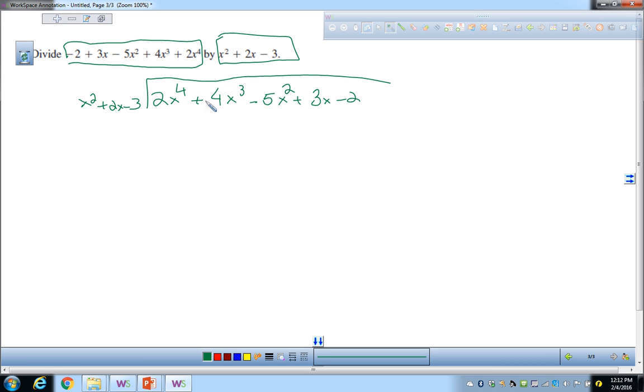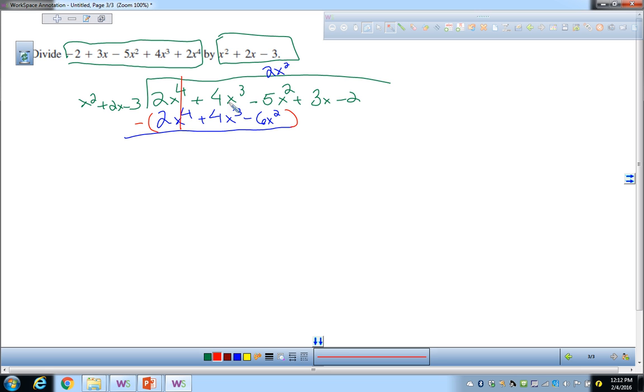Who can tell me what I multiply by first? 2x squared, and it goes up here, right? Why does it go above? Because you want to keep the degree lined up. So 2x squared goes here, so this times this gives you 2x to the 4 plus 4x to the 3 minus 6x squared, and then I subtract that entire thing from this thing.